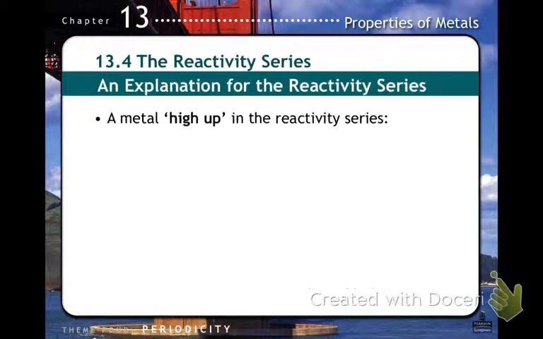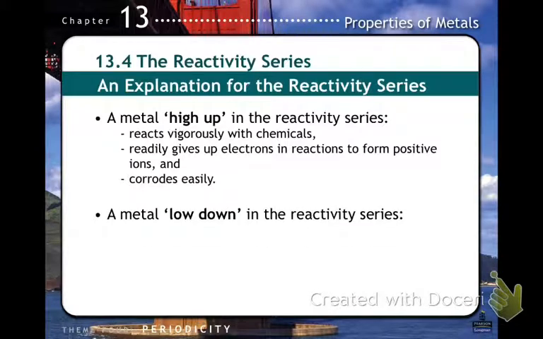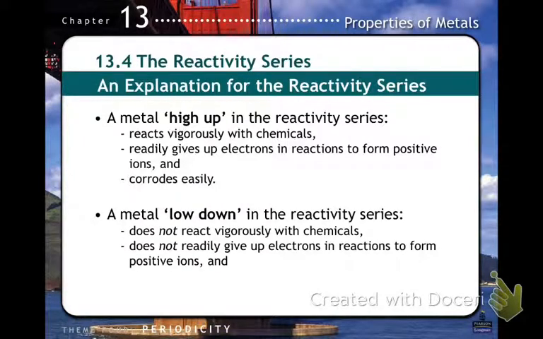An explanation for the reactivity series: a metal high up in the reactivity series would react vigorously with chemicals, readily give up electrons to form positive charge ions, and corrode easily in water, air, and moisture. A metal low down in the reactivity series would have the opposite effect: it does not react vigorously with chemicals, does not really give up electrons, and does not corrode easily.